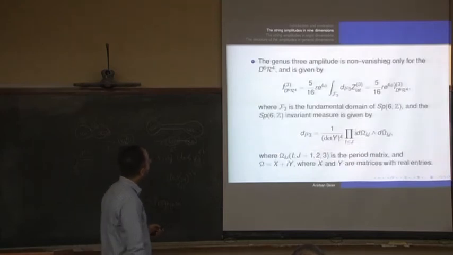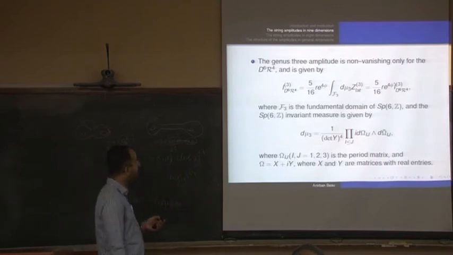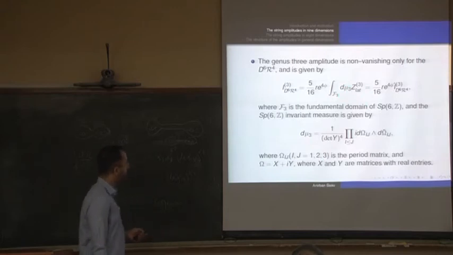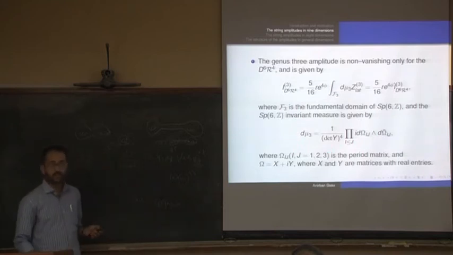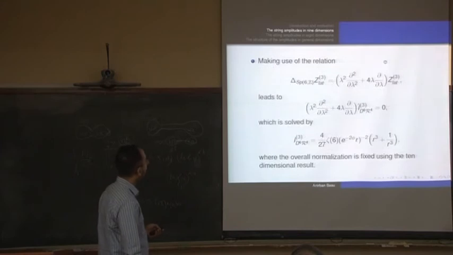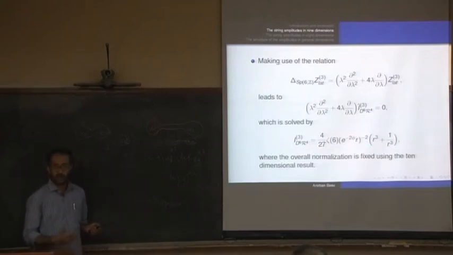So now let's look at the genus 3 amplitude. There's only one to talk about, the d to the 6 amplitude. And this is the expression here. This is a simple lattice sum. And again, you have the measure, the SP6, which is on the moduli space. This is roughly the same as what we have. The size of the period matrix changes. And again, you make use of this relation, and you get this equation here. And the overall normalization is fixed in the 10-dimensional decompactification. So things work out much simpler than actually doing the integrals.